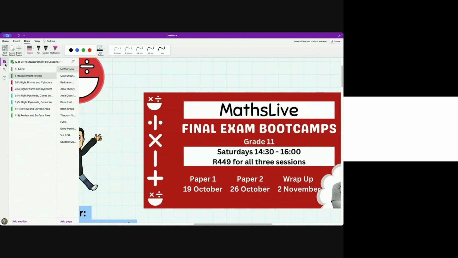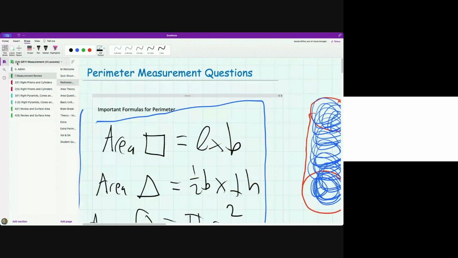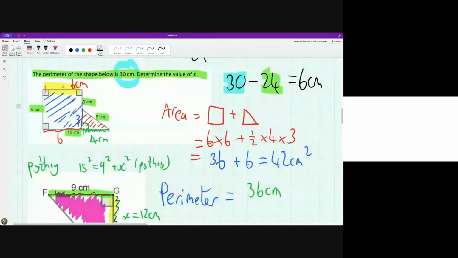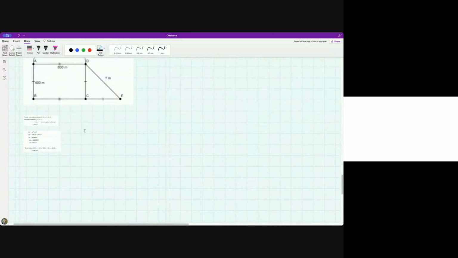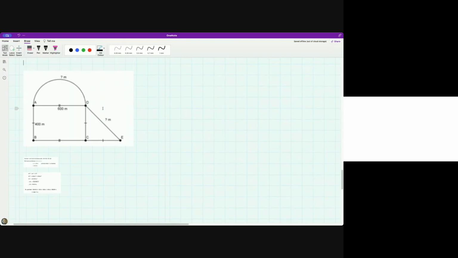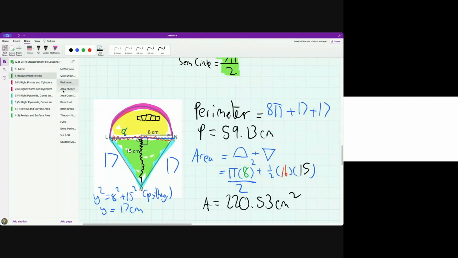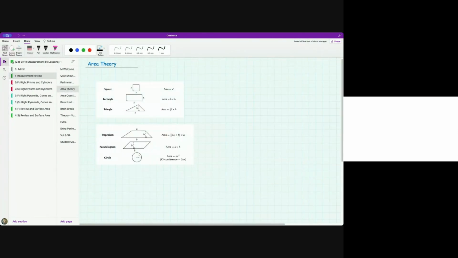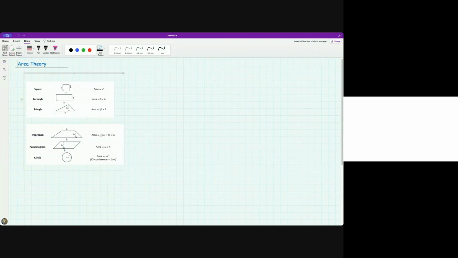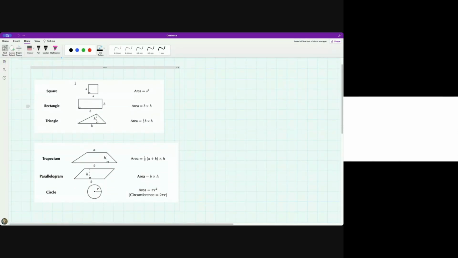Okay, let us get back to what we were doing. Where were we? Okay, so I think you guys are getting a hold on area and perimeter. So let's just have a quick look at some more theory that we need to think about.